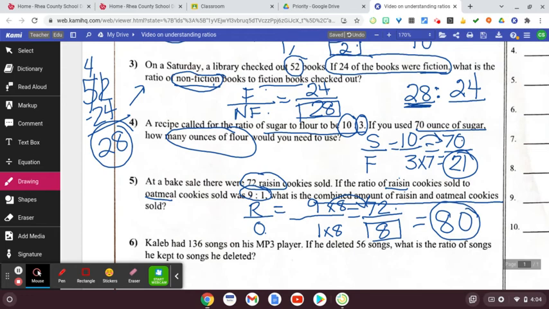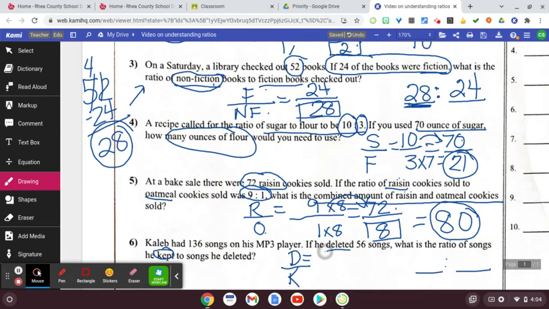Number 6 is just like number 3. Caleb had 136 songs on his MP3 player. He deleted 56 songs. What is the ratio of songs he kept to songs he deleted? So we've got 2 things: one is that he deleted and the other that he kept. This does not give us a ratio like the other problems do, so we actually have to find out what the ratio is. So I'm going to put it at the very end over here.